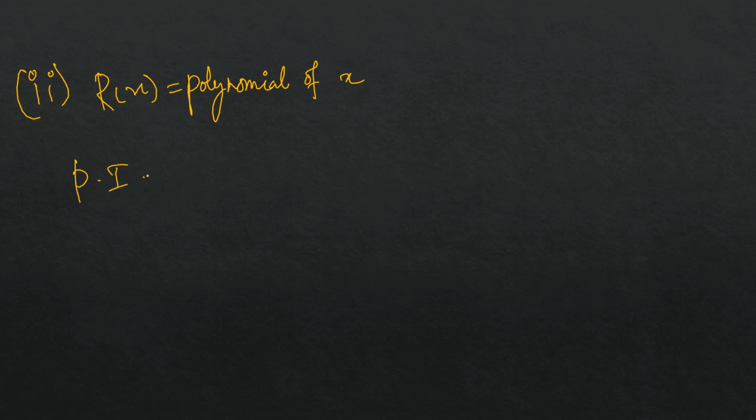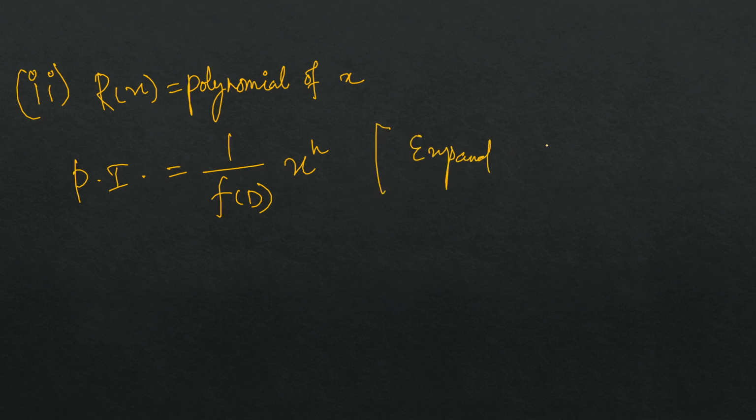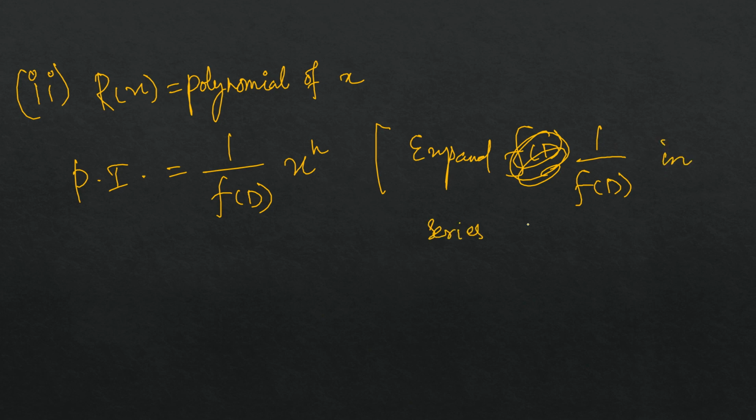Next, number two: if R of x is a polynomial of x, what will the particular integral be? 1 by f of D, applied to x to the power n. What do you have to do here? Expand 1 by f of D in a series containing positive powers of D.